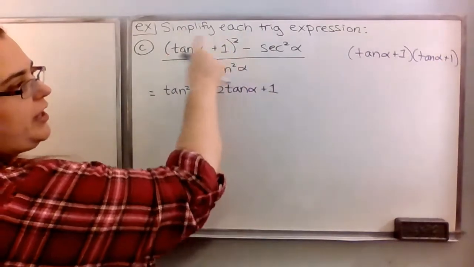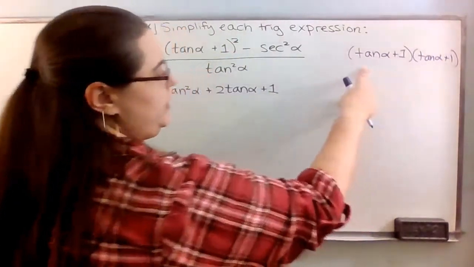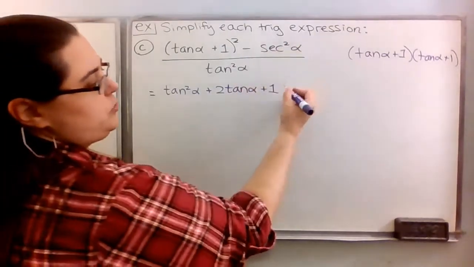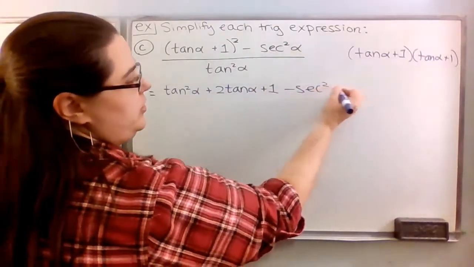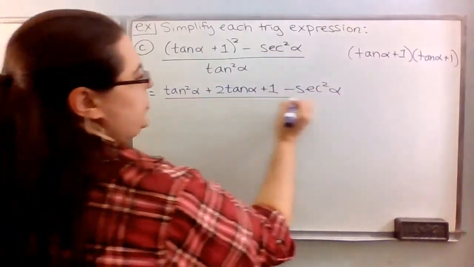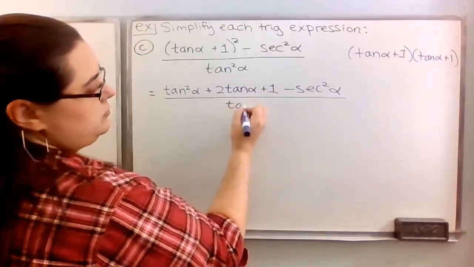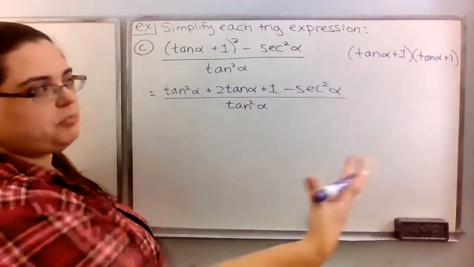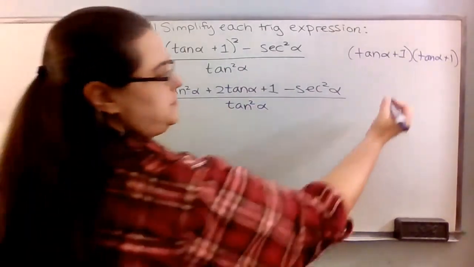So when we multiply that out, so when we do all our distributing and combine like terms, this is what we're going to end up getting. And then we'll subtract secant squared alpha all over tan squared alpha. And this is just multiplying out or squaring the binomial.